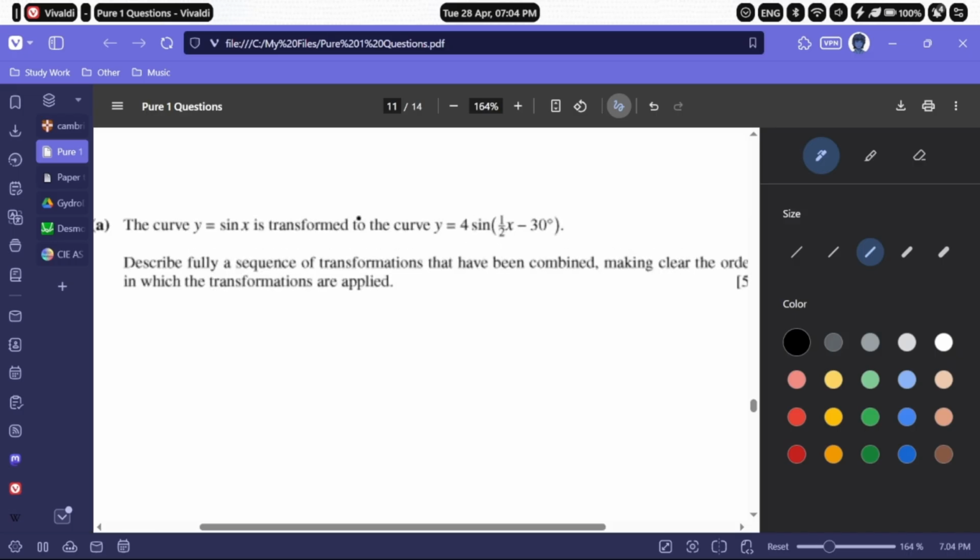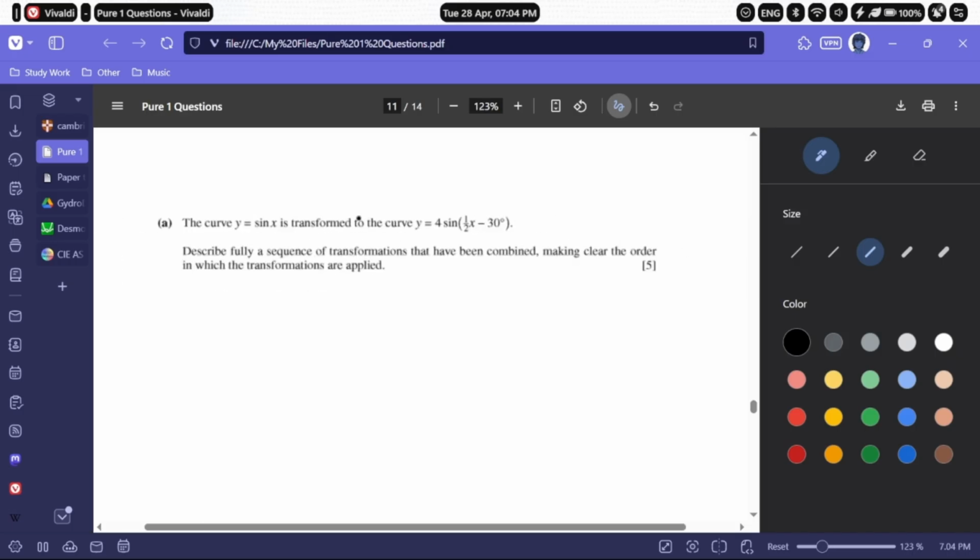Yes. So this is your first transformation question. The curve y is equal to sin x is transformed to the curve y is equal to 4 sin(1/2 x minus 30). Describe fully a sequence of transformations, making clear the order in which it has been applied. Okay, so my advice would be that please try to visualize the graphs if you can.